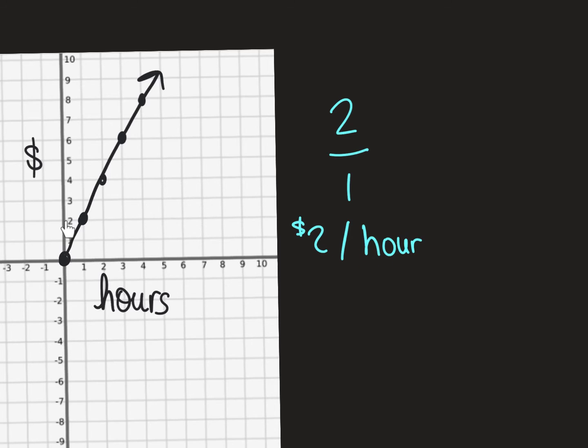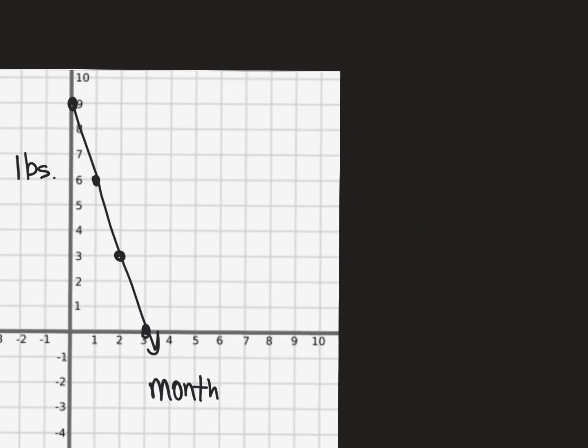Dollars is right here, and we went up 2 on the y-axis. Hours is on the x-axis. We went 1 on the x. Up 2, right 1. Up 2, right 1. So 2 over 1 interpreted means $2 per hour. In this example, this is a constant rate of change.